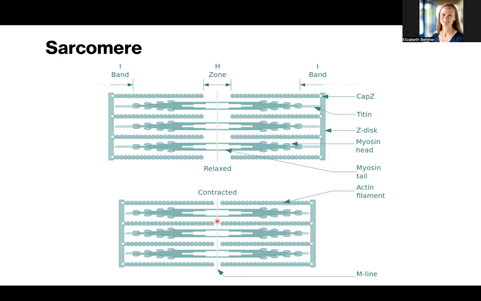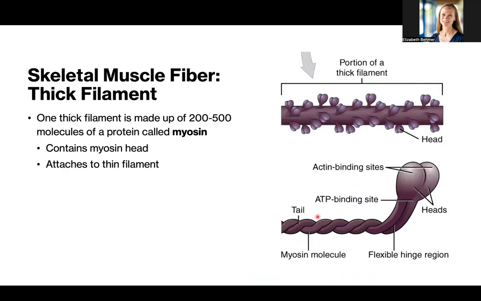It's also important to note that the length of actin and myosin of those myofilaments never change. The shortening or changing of shape of the sarcomere is just due to the fact that they are sliding past each other. And that is where we get to this idea of the sliding filament theory. It describes the steps that are behind the process of actin and myosin sliding past each other to cause muscle contraction. So what is the thick filament?